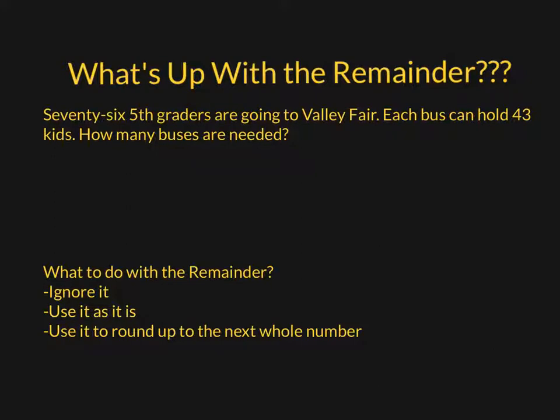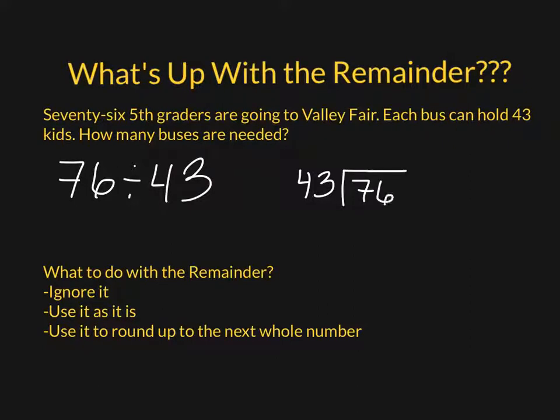So knowing that and kind of having an idea in mind of what we're going to be finding, let's set up our division problem. We know that we have 76 fifth graders, and they're going to be split up because each bus can only hold 43 of them. So we need to figure out how many buses we're going to need. Using our long division, I know that 43 is going to go into 76 just one time. 1 times 43 is 43. Do some subtraction, and I am left over with 33.